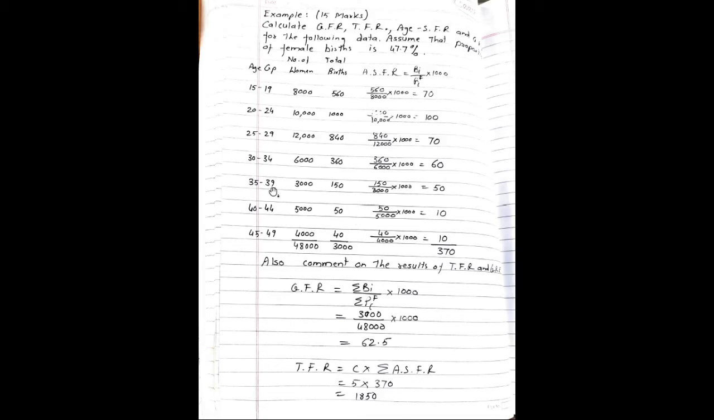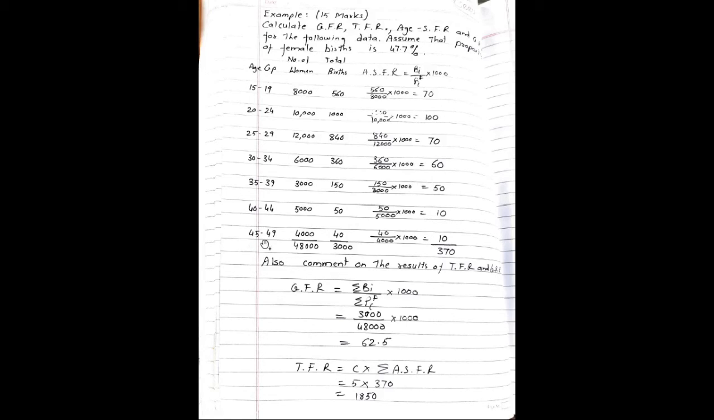35 to 39 age group. Female population is 3,000. Births are 150. So the age specific fertility rate is 150 upon 3000 into 1000. So the answer is 50. Next age group is 40 to 44. Number of women are 5000. Total births are 50. So ASFR calculation is 50 upon 5000 into 1000, which is equal to 10.